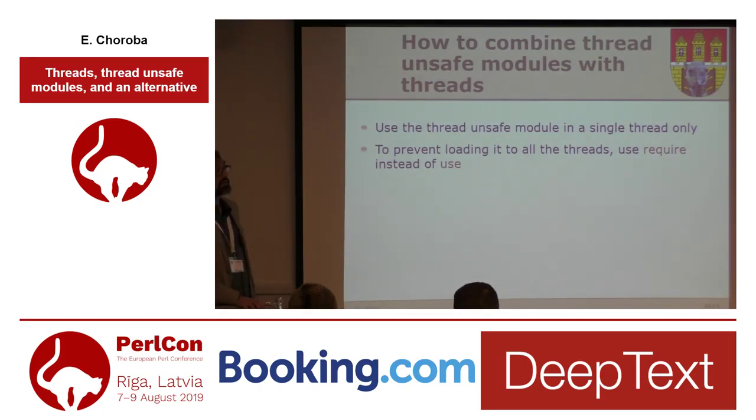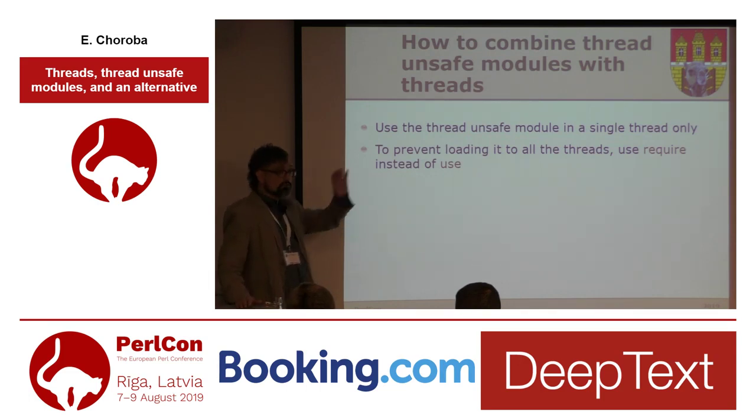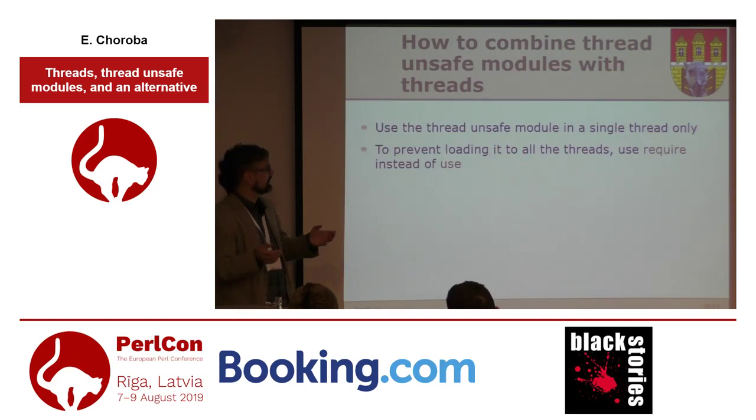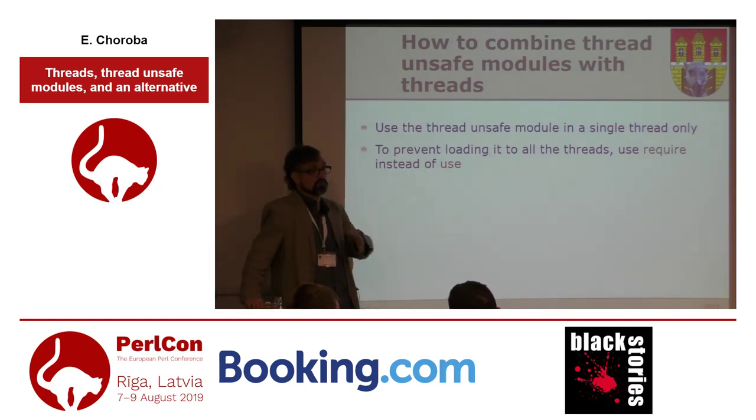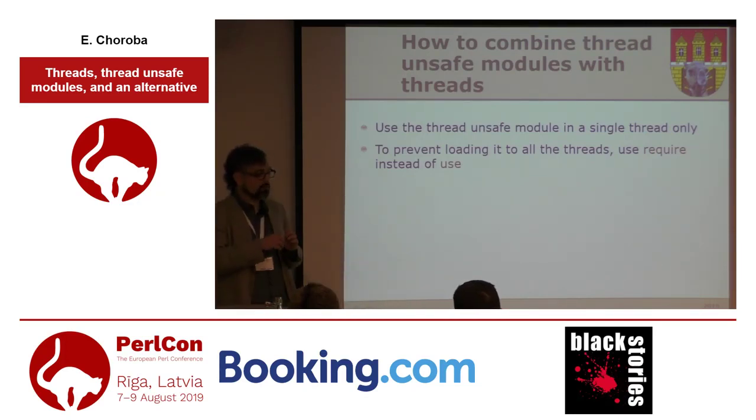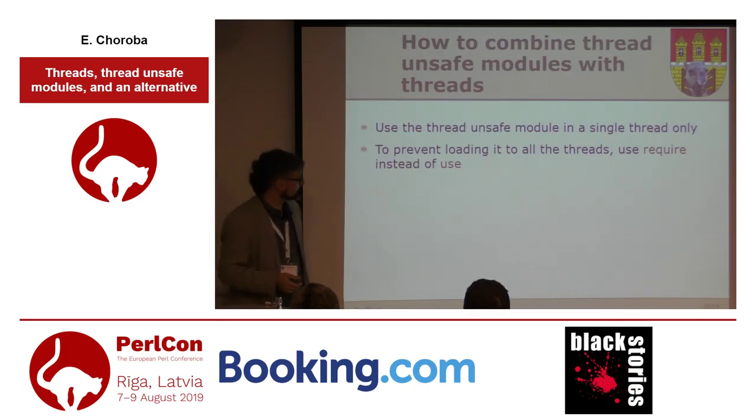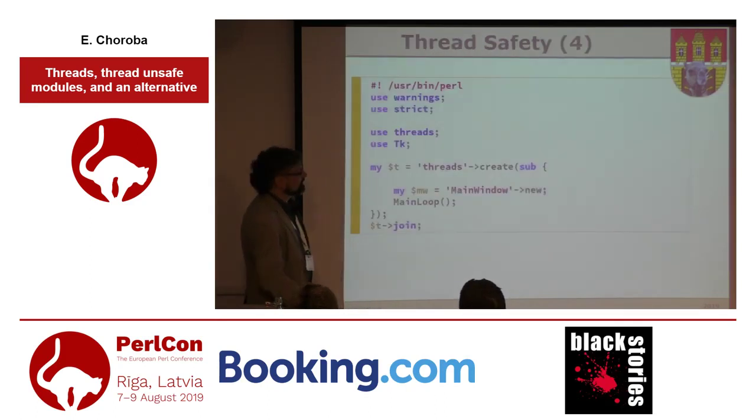Fortunately, there is a simple solution how to prevent that. So if you want to combine a thread unsafe library with threads, use the problematic module only in a single thread. And to prevent loading it into some other threads, only require it in the single thread after all other threads have already been spawned, and use require instead of use to prevent it loading at compile time. So it really gets compiled later, and there are no new threads created afterwards.